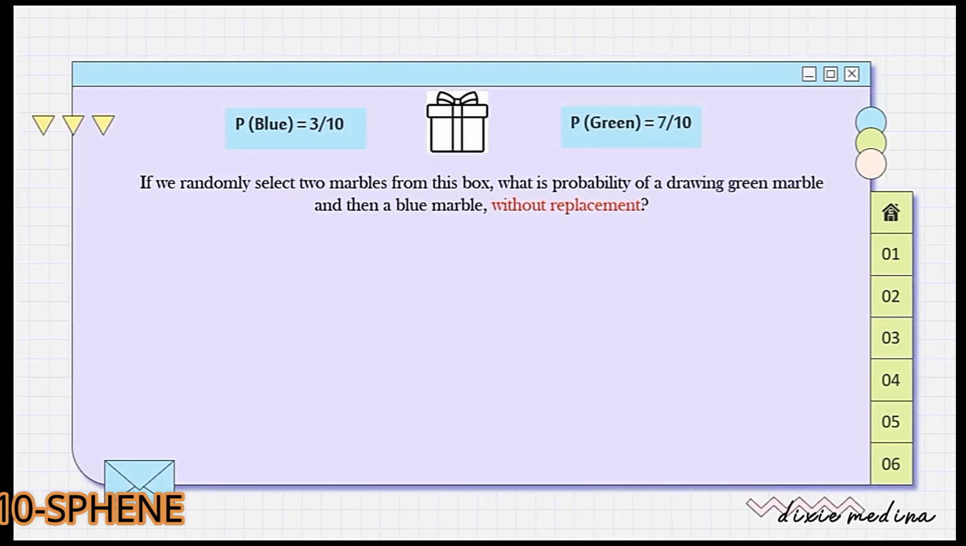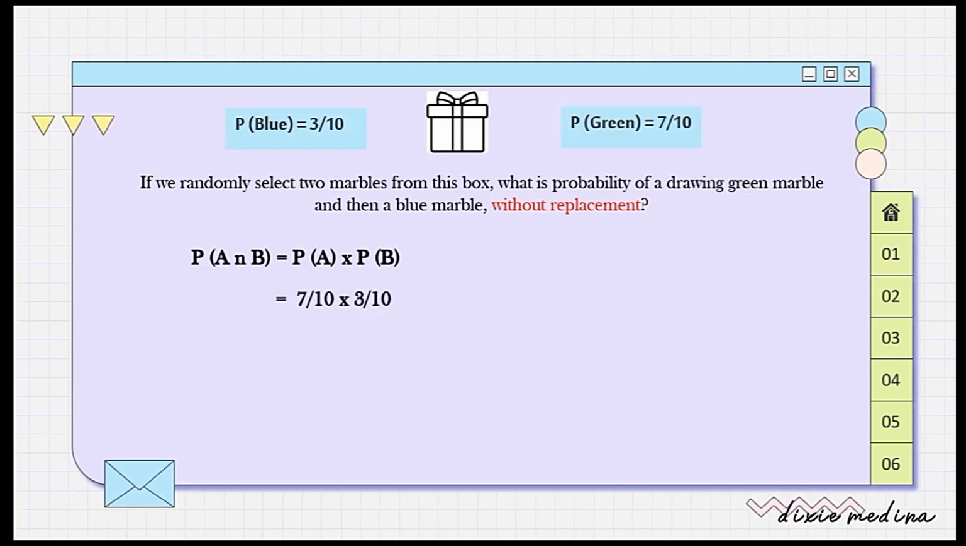If we randomly select 2 marbles from this box, what is the probability of drawing a green marble and then a blue marble without replacement? A common mistake in solving this problem is by using the formula and then multiplying the probability of each marble together. So we will have 7 over 10 multiplied by 3 over 10. However, this process is incorrect. This formula can only be used in independent events, and we know that this is not an independent event, with the keyword of without replacement. As a result, this is a dependent event, where the probability of one event affects the probability of another event.